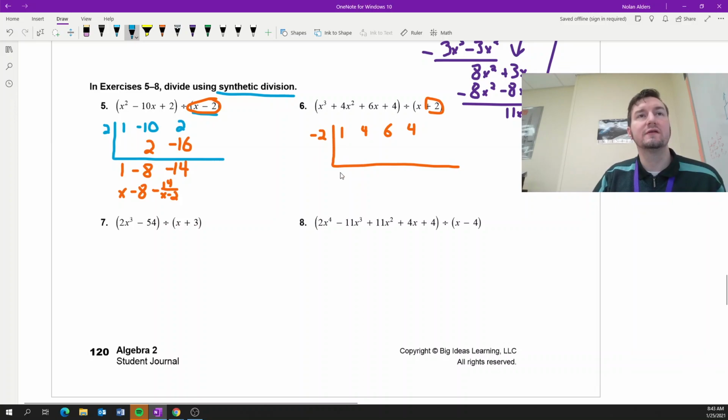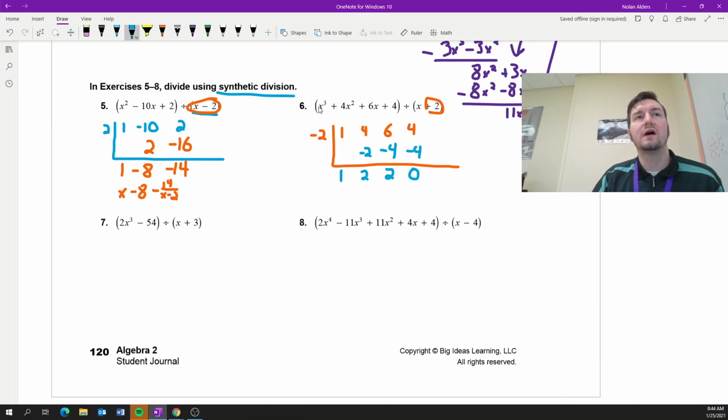So bring down the first number, so 1. Multiply these. -2 times 1 is -2. 4 plus -2 is 2. Multiply -2 times 2 is -4. Add these. 6 plus -4 is a 2. Multiply -2 times 2, which is -4. And notice that gives you a 0. So we're actually going to have a remainder of 0. So this is going to come out real nicely.